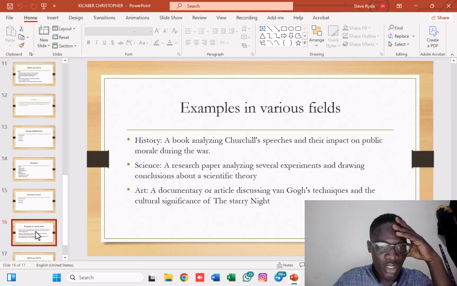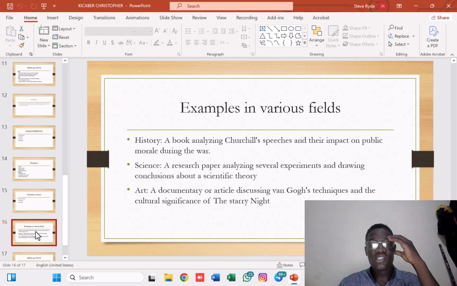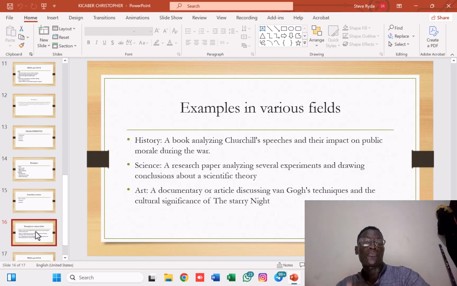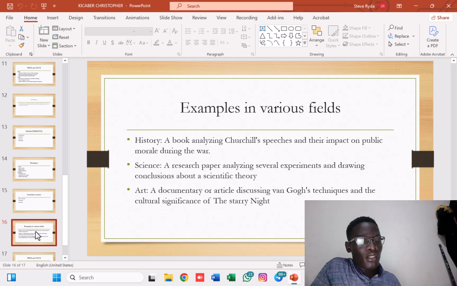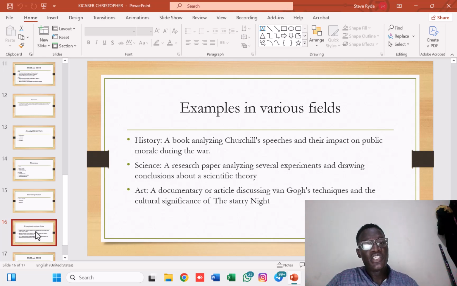There's history, for example a book analyzing Churchill's speeches and their impact on public morale during the war, way back in World War. And the sciences: a research paper analyzing several experiments and drawing conclusions about a scientific theory. That is according to the research you made.